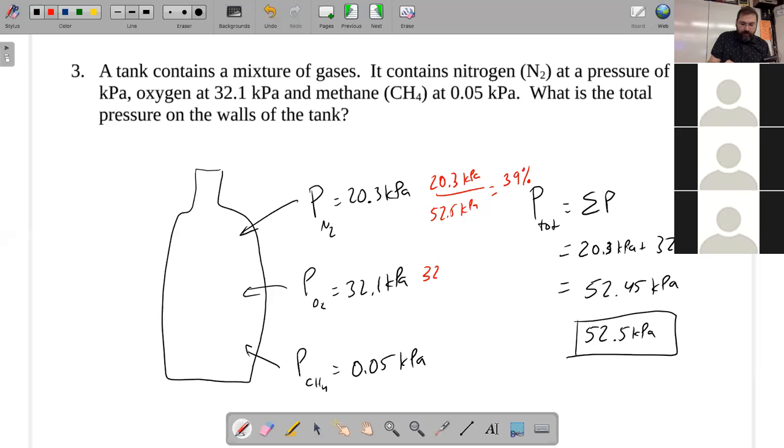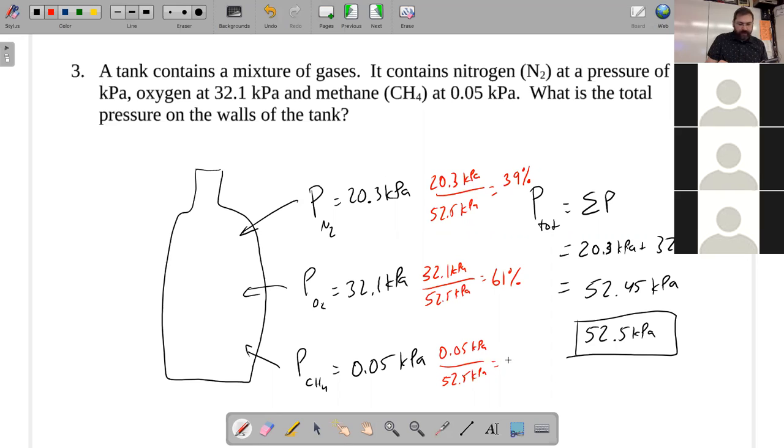The approximate percent of the gas that's oxygen, 32.1 divided by 52.5 is like 61%. And then here, because you take 0.05 and divide it by 52.5, let's see what that comes out to be. 0.05 divided by 52.5. Yeah, this is less than 1%.